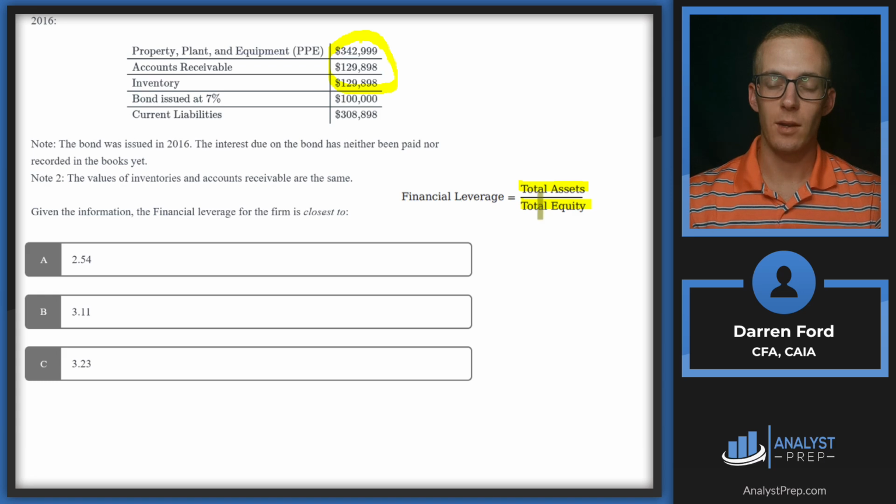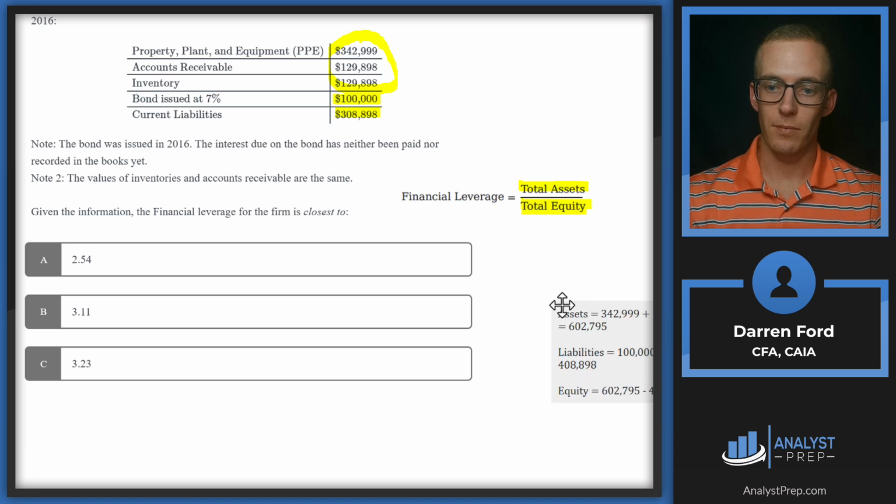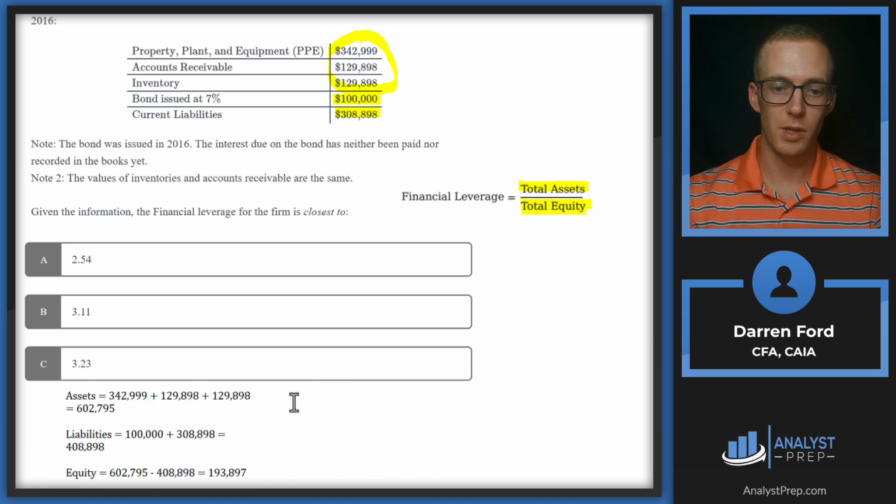And then for equity, we're going to need to derive that based on the amount of liabilities we have, since we're not given equity. So we'll add up our assets and subtract out our liabilities, and then that'll give us our equity so we can solve the problem. So pulling those numbers in now, we've got assets of $342,999. Add the other two line items in, gives us just under $603,000. Liabilities of that $100,000 plus the about $309,000 gives us just under $409,000, which means our equity is going to be the assets minus the liabilities.